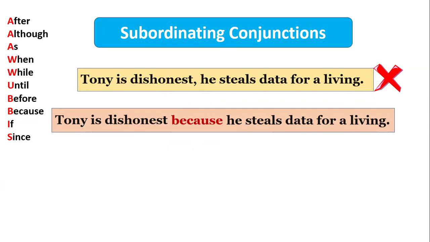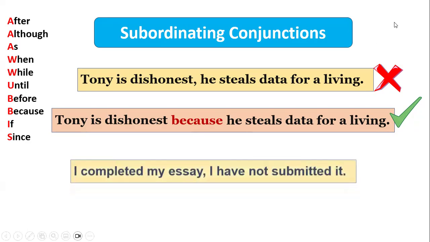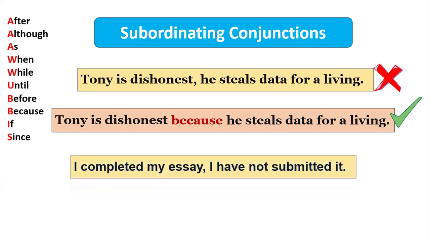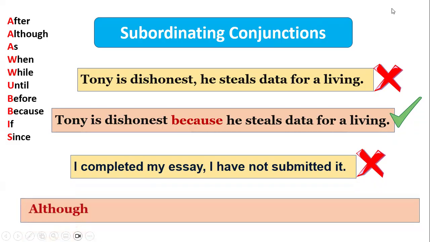So I'm choosing the word because, and I'm not putting a comma because the word is used in the middle, so there is no need for a comma. Another example: I completed my essay, I have not submitted it. I have to find one of the words to show me the relationship between the two sentences. I'm choosing the word although, and I'm choosing to start with it.